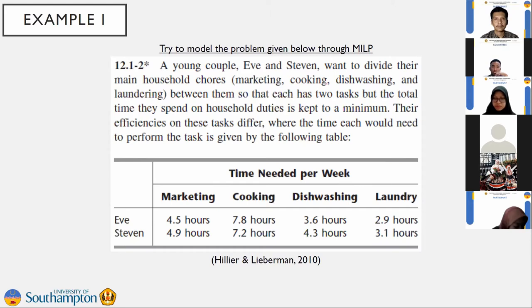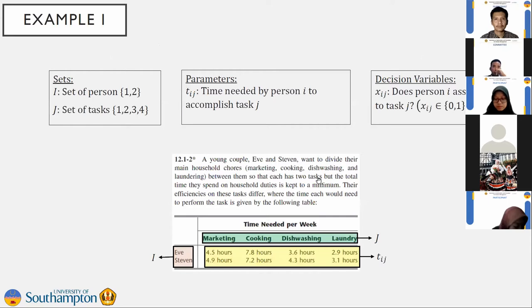If we look at the problem, the first thing that we need to see is what we would like to determine. In this mathematical question, what do they want to determine? Here, Eve and Stephen would like to divide their main household chores. They would like to know who will do what. There are 2 objects here, who and what. So who will do what task? These will be our decision variables. Let's say the decision variable is xij. So xij represents whether person i is assigned task j. We would like to know who does what, so that will be the basis for our decision.